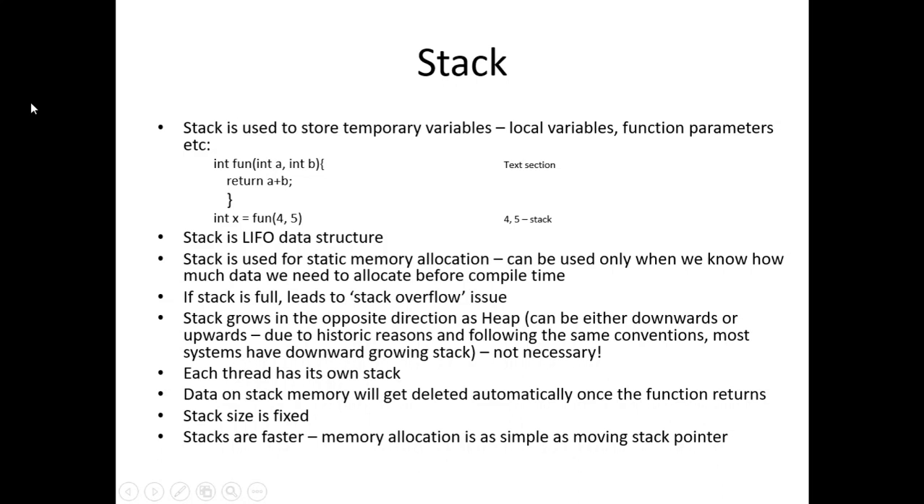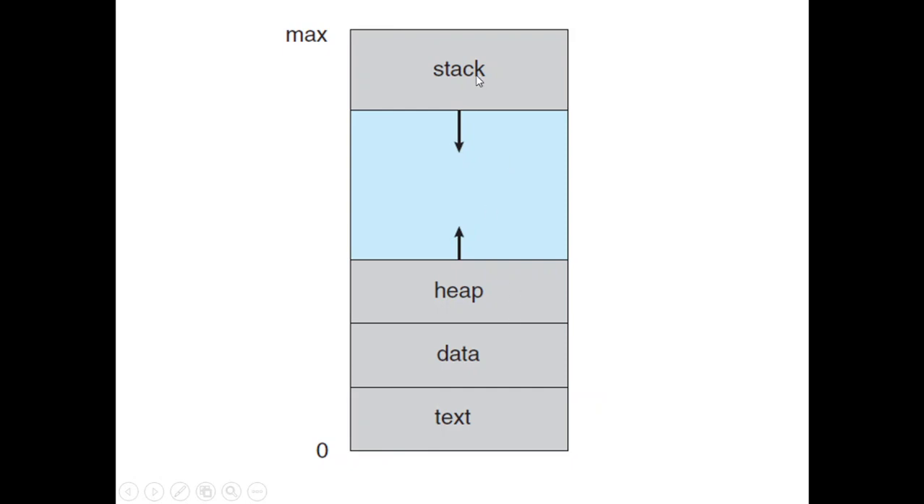If there is a requirement where we need more than five integers, then it would lead to a stack overflow error. We have a stack of only five integers, but if we try to add one more integer, it causes an overflow issue, which is popularly known as stack overflow. And the stack grows in the opposite direction to the heap. As we've seen here, it is growing downwards and the heap is growing upwards.